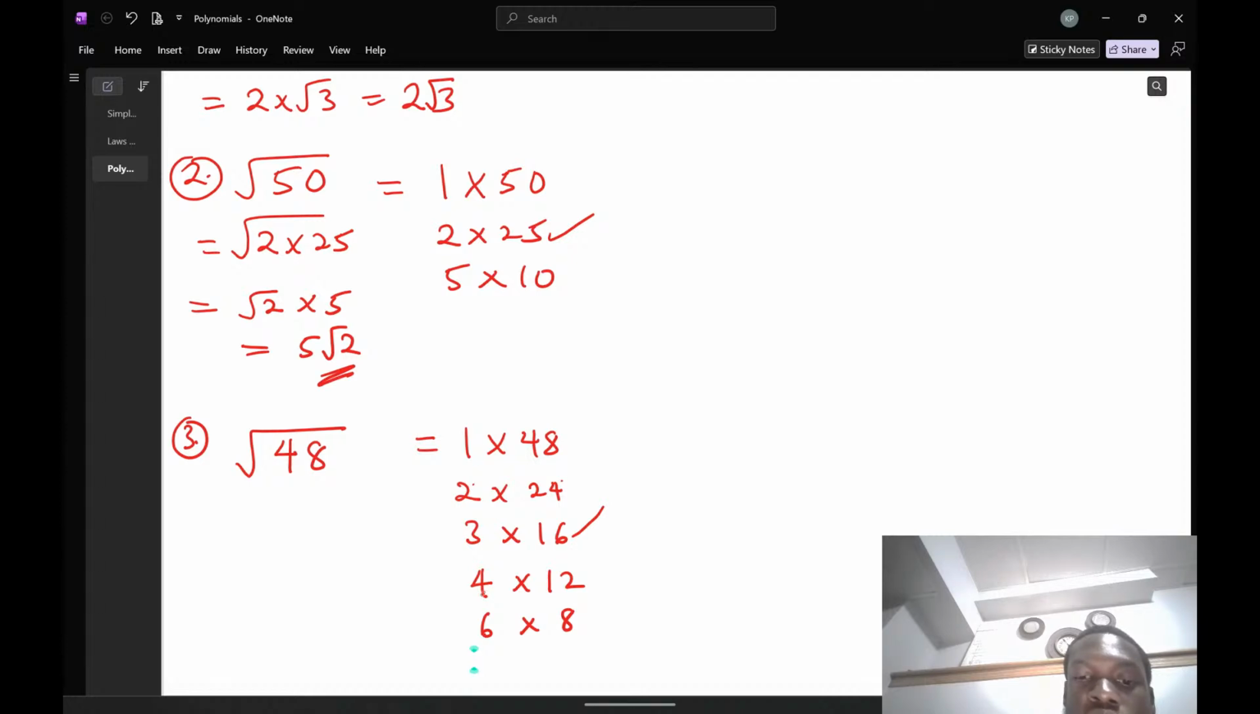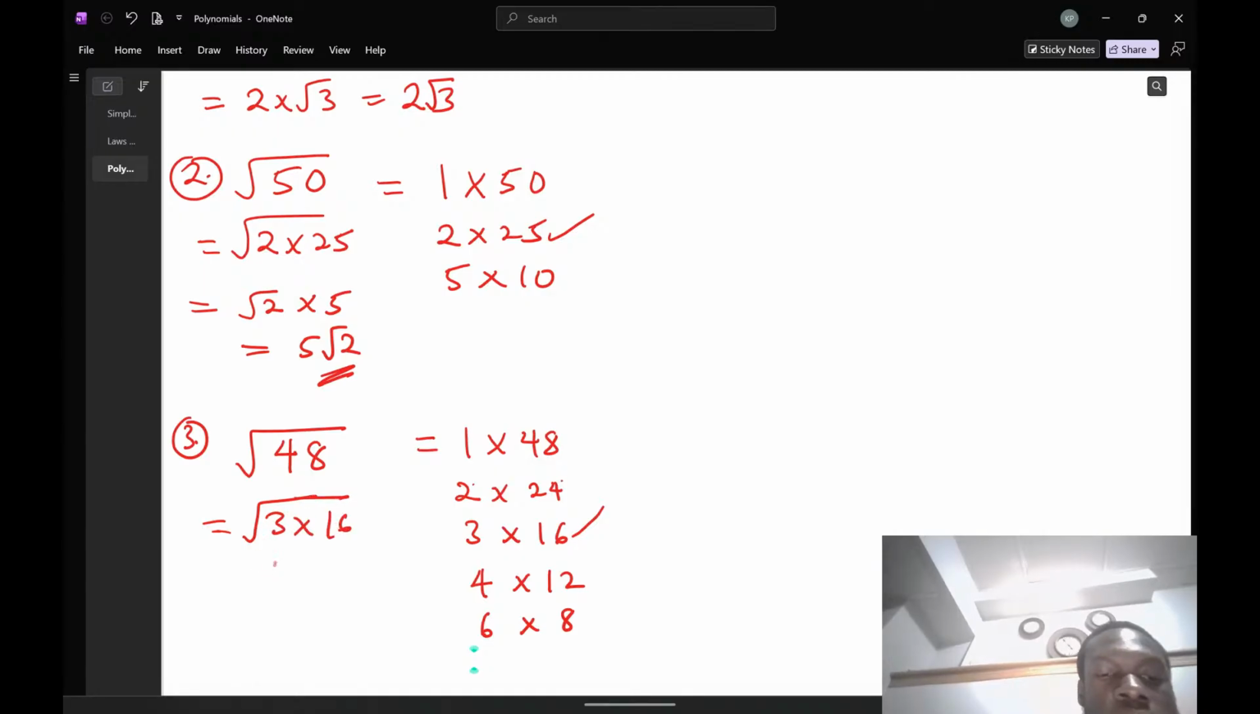4 has a perfect square root, but we always like to go for the bigger number that has a perfect square root. That's why I'm not using 4 and 12 in this case. 6 does not have a perfect square root and 8 does not have a perfect square root. So now in this case, it will be 3 times 16. It will be the square root of 3 times 16.